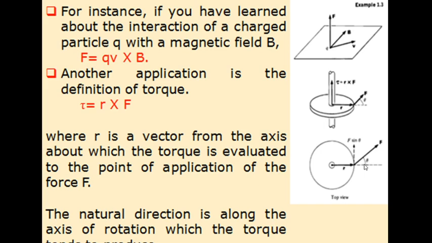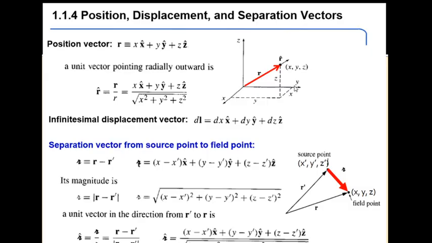Okay, so the last point: the position, displacement and separation vectors. What do we mean by the position vector? Any vector with reference to the origin, the target you are specifying by a particular vector r. Let us say here the red vector is referred to as the position vector.